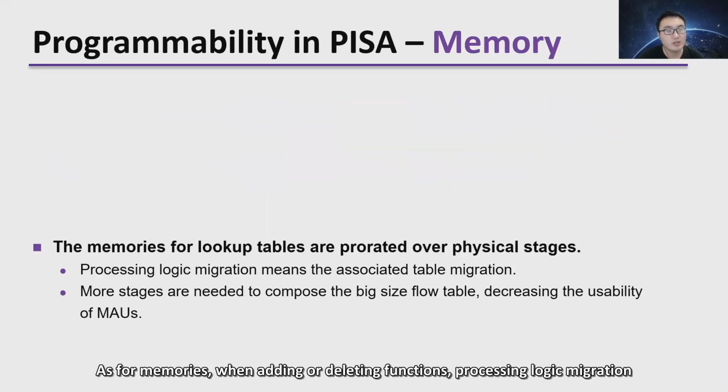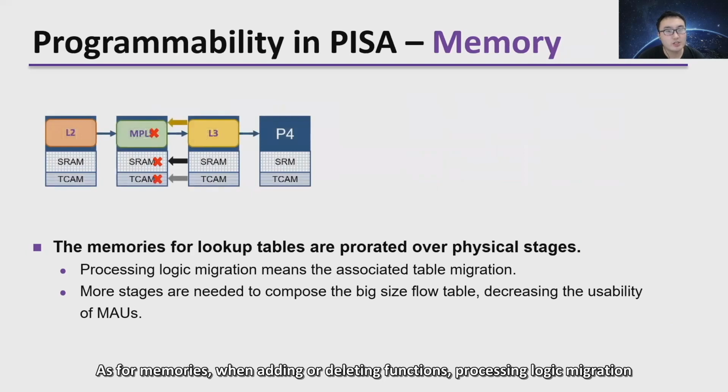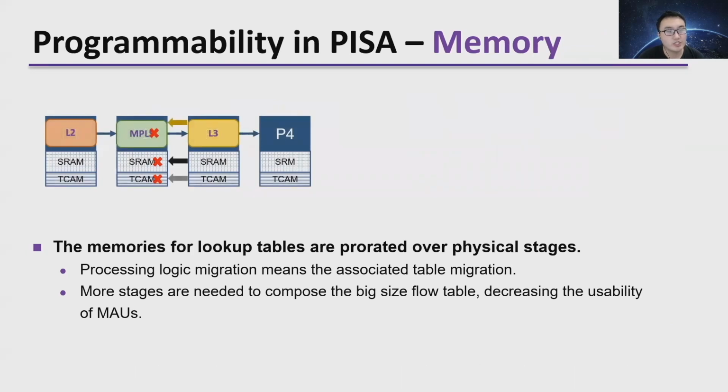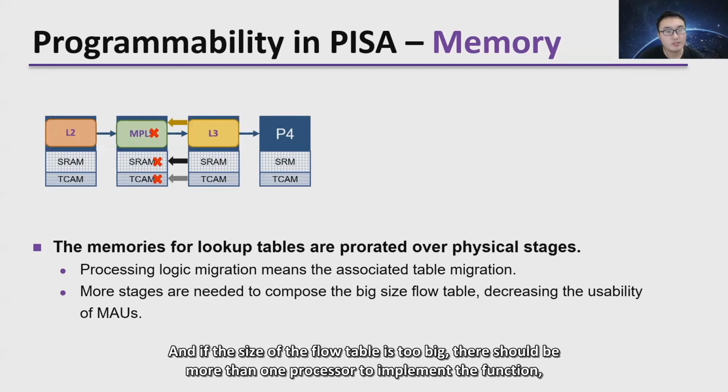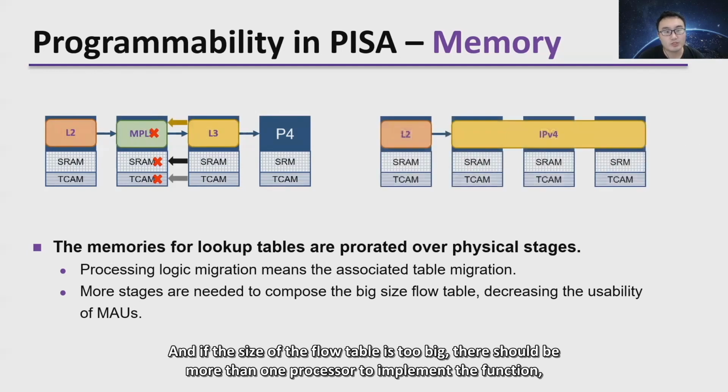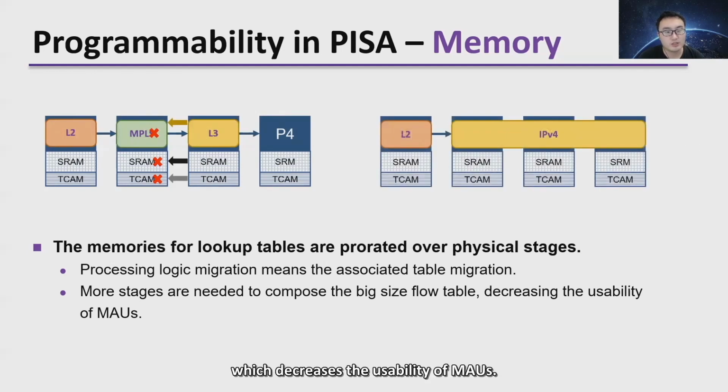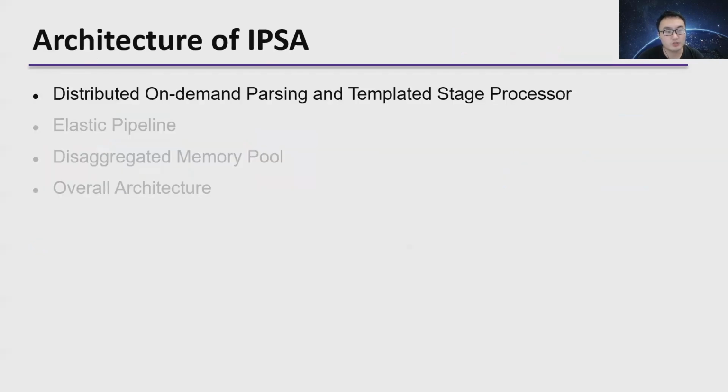As for memories, when adding or deleting functions, processing logic migration in the left figure is migrating L3 to the second processor, which means the associated table migration. And if the size of the flow table is too big, there should be more than one processor to implement the function, which decreases the usability of MAUs.